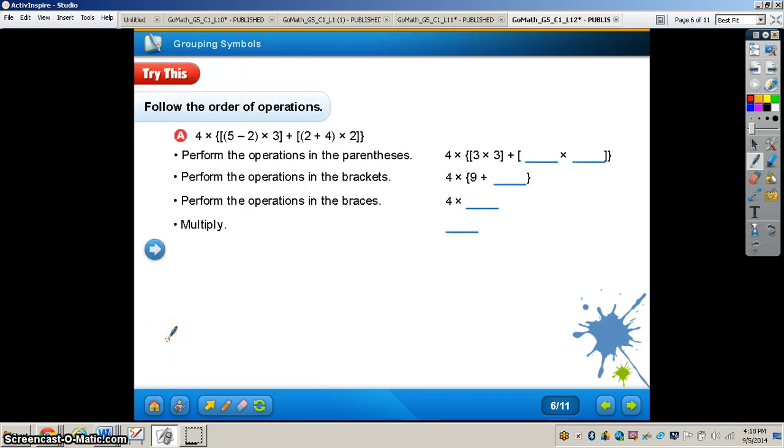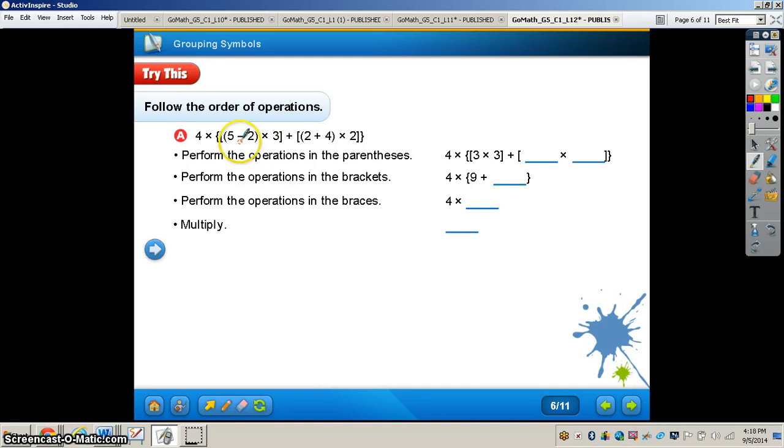Remember, you always do what's in the innermost part of the problem first. Okay, parentheses first, and then so on. So for letter A, we have 4 times 5 minus 2 times 3 plus 2 plus 4 times 2. Okay, so we perform the operations in parentheses first.